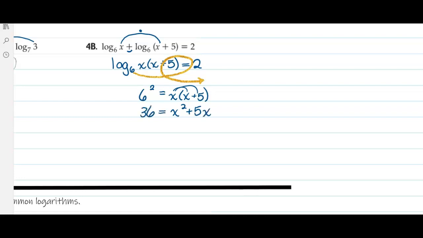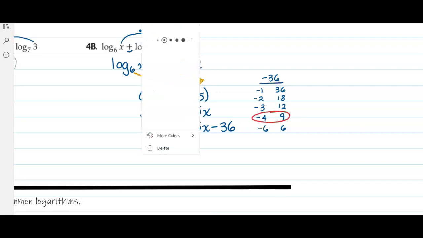Simplifying on the left, I get 36. Setting it equal to 0 by subtracting 36 on both sides. Now we're thinking, what multiplies to give negative 36 and positive 5? And here we have our winning combination, negative 4 and 5.